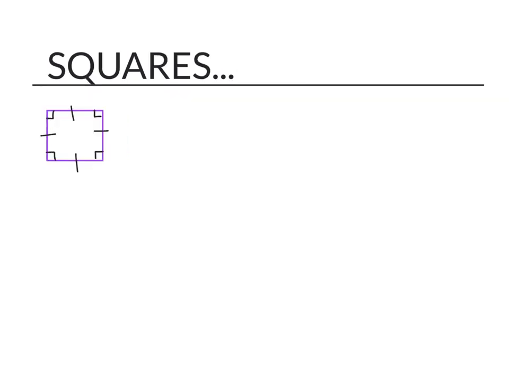Okay, so last quadrilateral. Let's look at the square. So again, I could talk about parallel lines. I'm not worried about parallel lines right now. I want you to know that a square, like a rhombus, has four equal sides, four congruent sides. A square, like a rectangle, has four congruent right angles. Here are your two key takeaways for a square: four congruent sides, four congruent right angles.